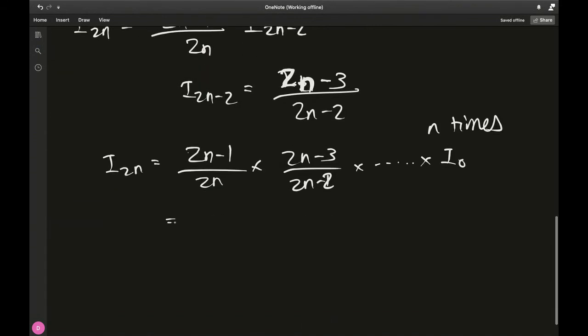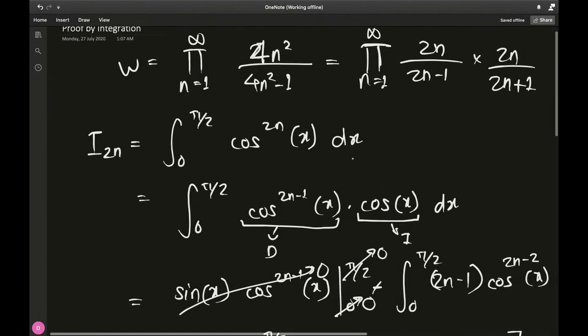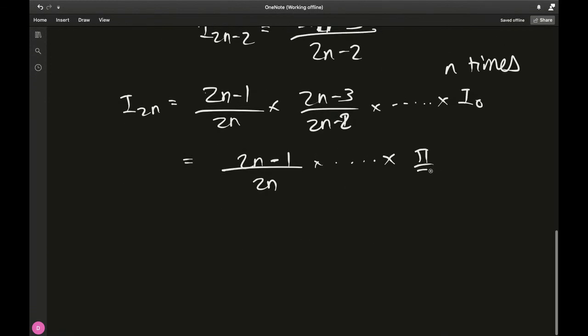okay, and just write this as it is for now. So let's just write the first term 2n minus 1 over 2n, going on till I sub 0. Now I sub 0 is basically cosine to the 0 power. Cosine to the 0 power is 1. So integrating from 0 to pi over 2, just dx will give us pi over 2. So I sub 0 is pi over 2. This is I sub 2n.